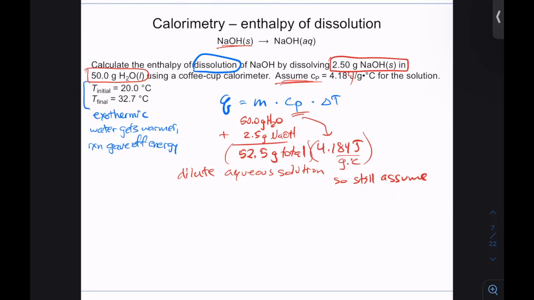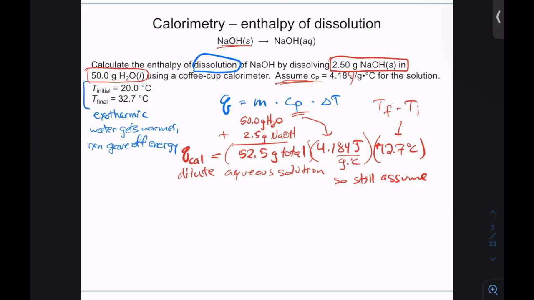Now our delta T, we already know. By convention, that's T final minus T initial. So T final minus T initial is going to be 32.7 minus 20. That's going to be 12.7 degrees Celsius, and that's positive. I'll put a positive sign here. That's our temperature change. Specific heat capacity is always going to be a positive value. The mass is always going to be a positive value. So this is going to give us a positive value for Q, because this is Q of the calorimeter that we're measuring.